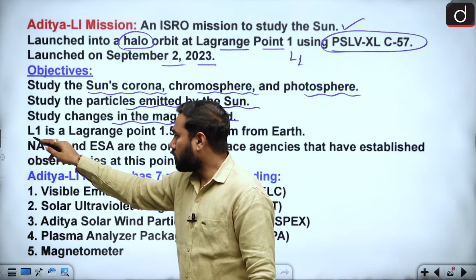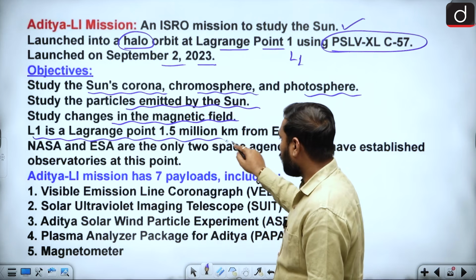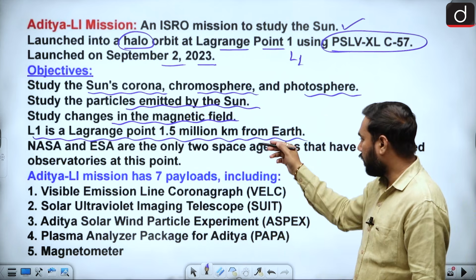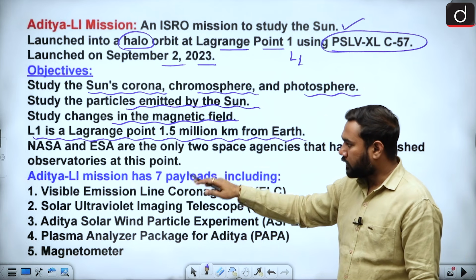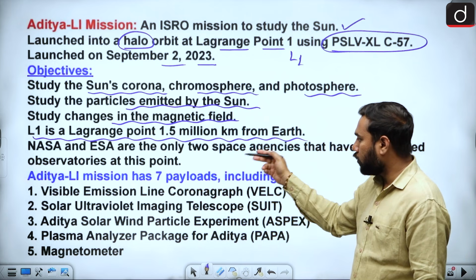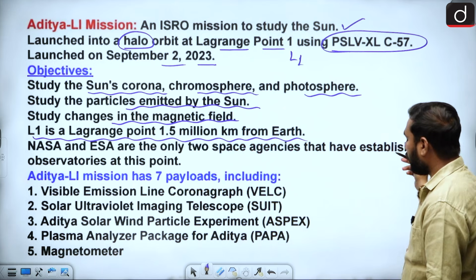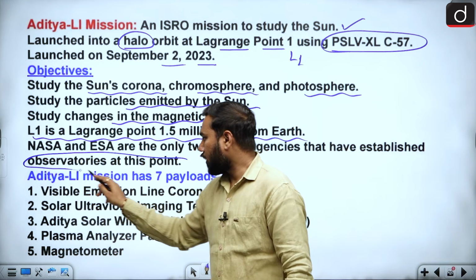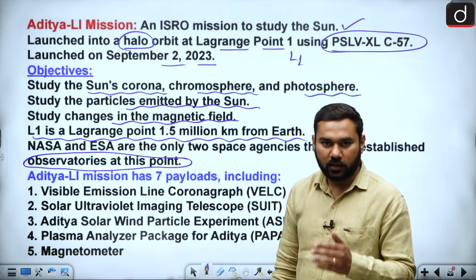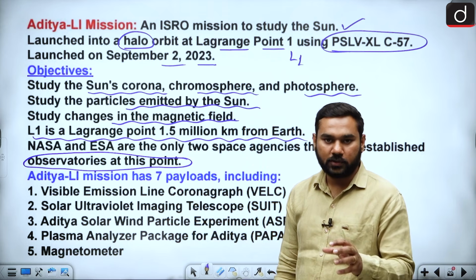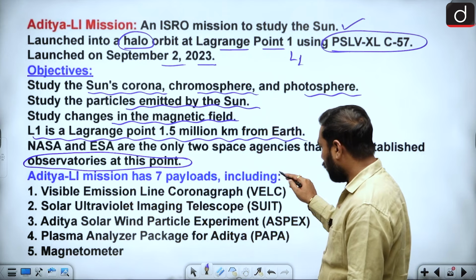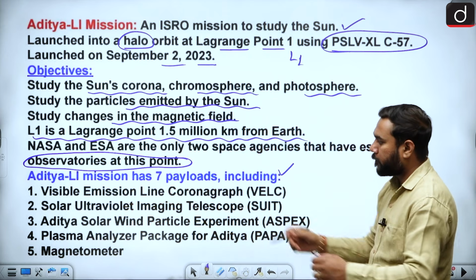And when we talk about L1, L1 is the Lagrange point, which is 1.5 million kilometers away from the Earth. NASA and ESA are the only two space agencies that have established observatories at this point. So after NASA and ESA, we are in third place to place an observatory there. The Aditya L1 mission has 7 payloads. This one is also very important.